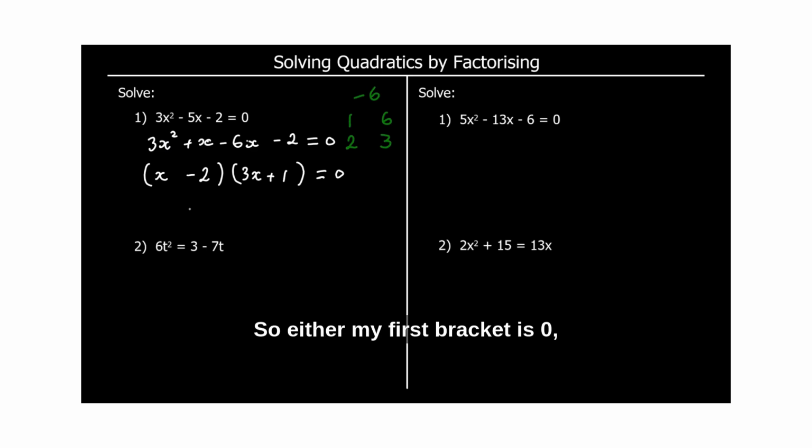So either my first bracket is 0, x would have to be 2, positive 2. 2 take away 2 is nothing. Or my second bracket is equal to 0, and x would have to be minus 1/3.